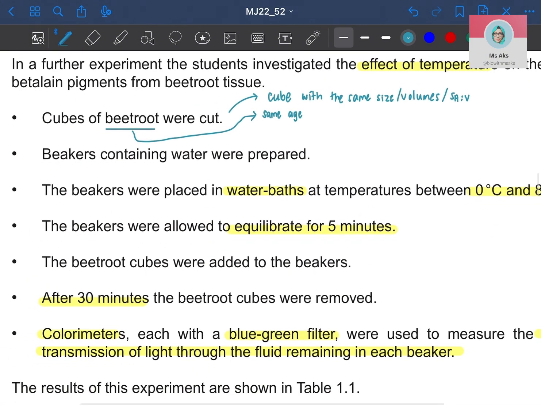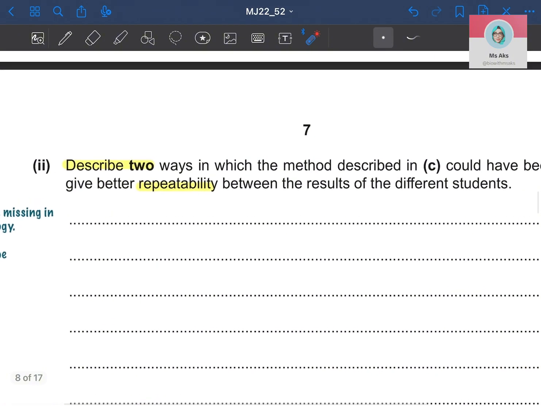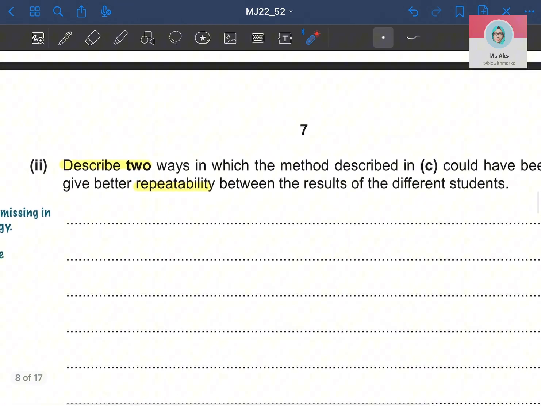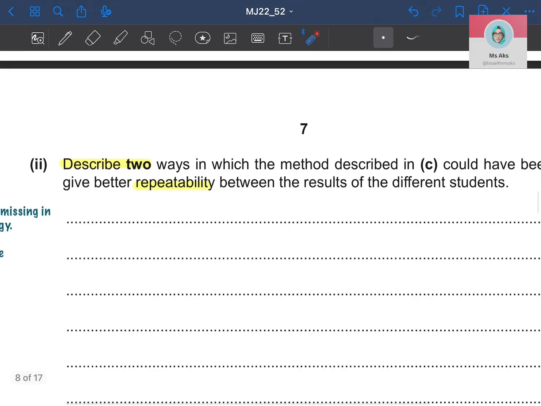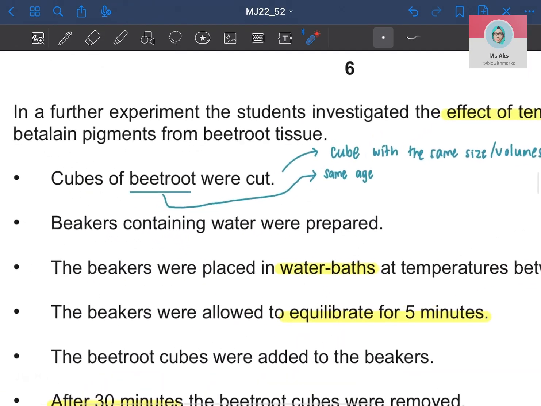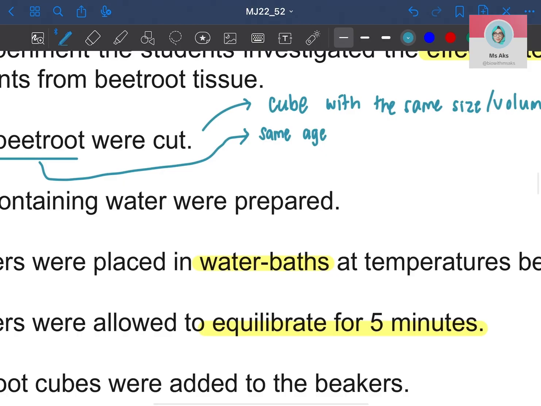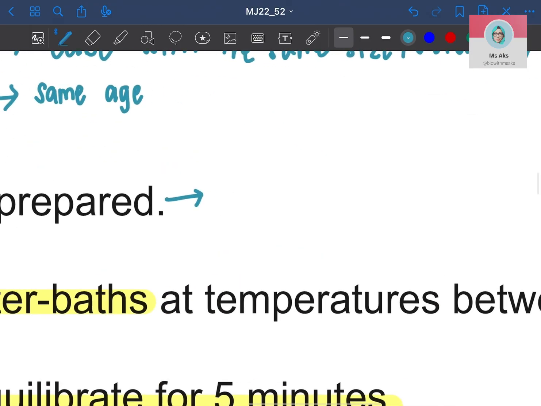The next bit, we have the beakers containing water were prepared. Now, again, we have to standardize the experiment, so we are able to repeat this experiment, to increase its repeatability. So we have to look at the description of the procedures that allow us to do the procedures well. So what else should we be standardizing here? They mentioned the idea of adding water to the beaker, but they didn't mention how much water. So perhaps what we can improve from here is standardizing or using the same volume of water.